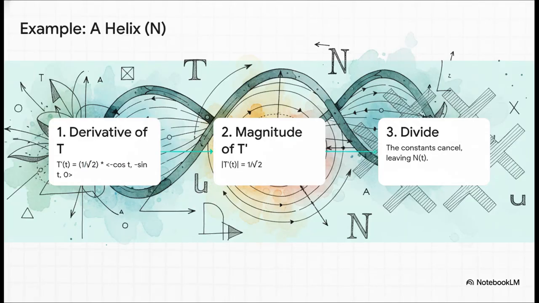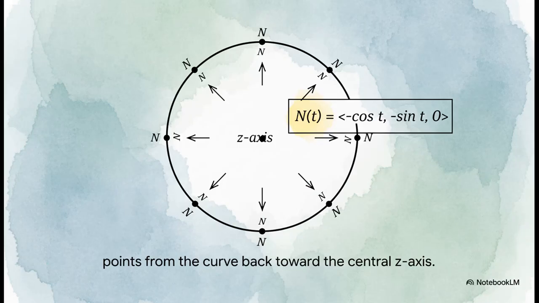So for our helix, we just follow that same three-step recipe again. First, we take the derivative of the T vector we already found. Second, find the magnitude of that new derivative. And third, we divide the vector by its magnitude. And in this case, you can see how those constant terms, the 1 over root 2, they just beautifully cancel each other out. And after all that work, what are we left with? This really clean, simple vector for N: negative cos t, negative sine t, and 0.